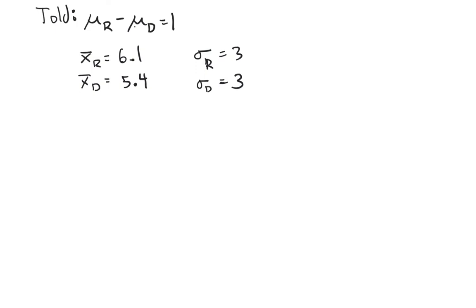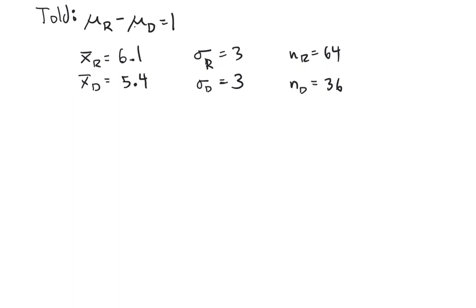And we did some sampling. We sampled 36 deluxe cement cases and 64 regular cement cases. And we found that in our sample the mean time was 6.1 hours for regular cement and 5.4 hours for deluxe cement. We're also told the population standard deviations. We're told that the standard deviation of drying time of regular cement and deluxe cement is 3. So we have all our information.